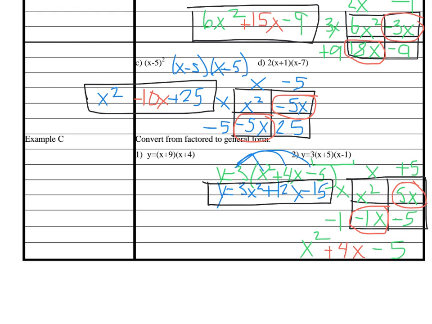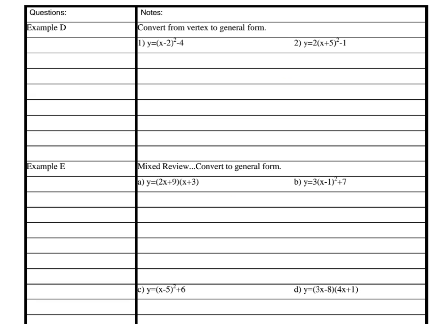So the only thing new from example B to example C here is that these problems had a y equals out front. So we just had to remember to rewrite our equation and follow the steps. Convert from vertex form to general form.